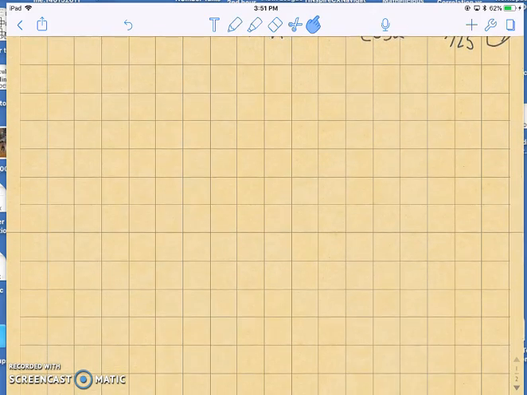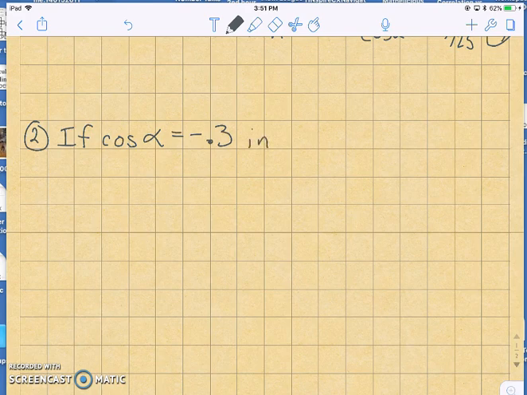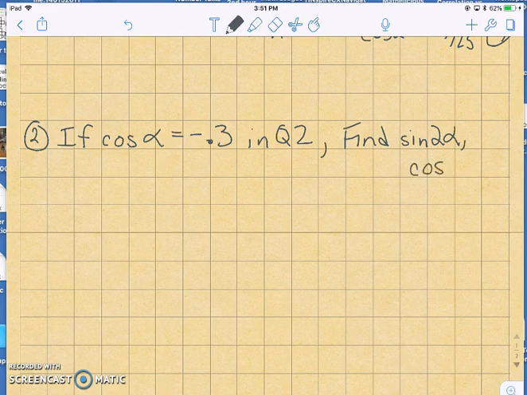We'll take a look at one more to make sure we're okay with how to use these. The second one: the cosine of alpha equals negative 0.3 in quadrant 2. We're going to find all the double angles again: the sine of 2 alpha, cosine of 2 alpha, and the tangent of 2 alpha.